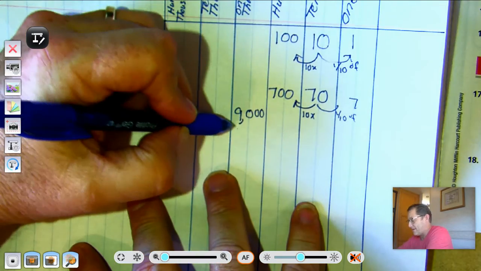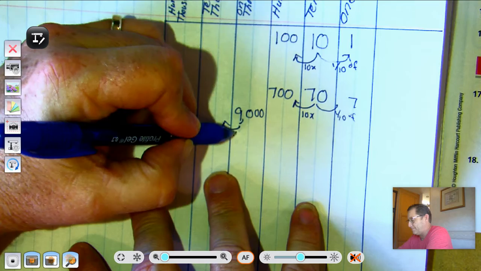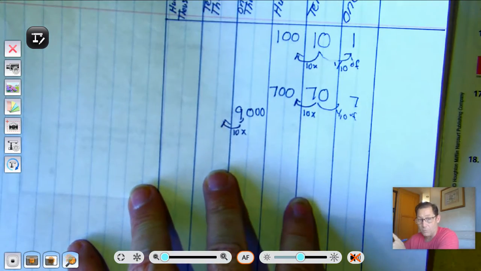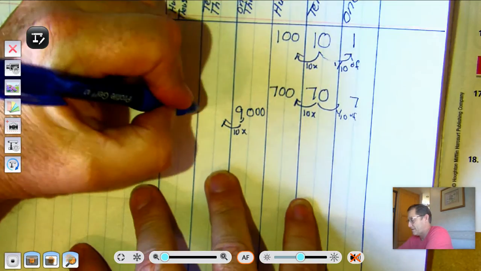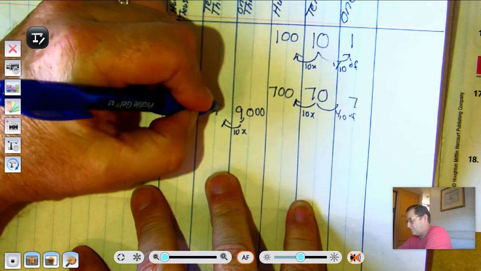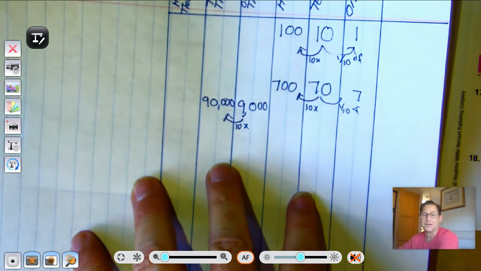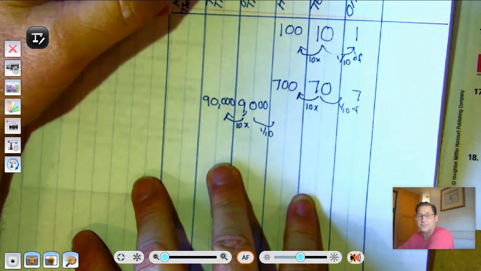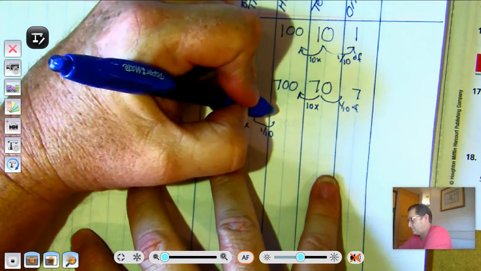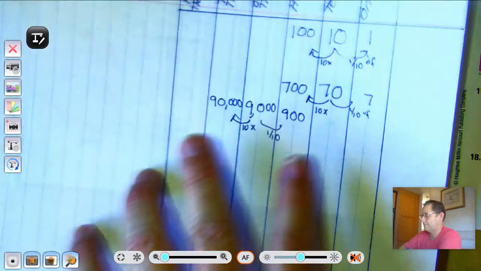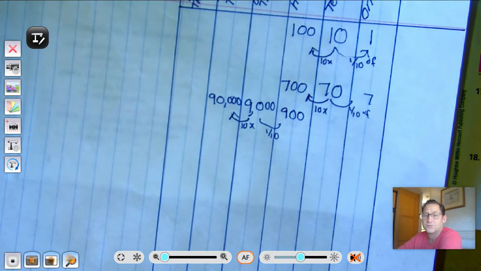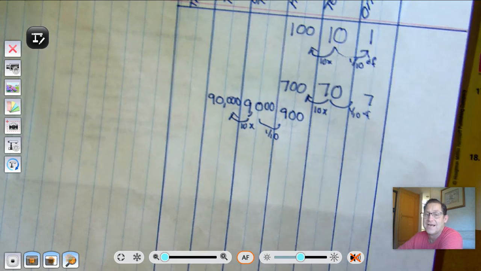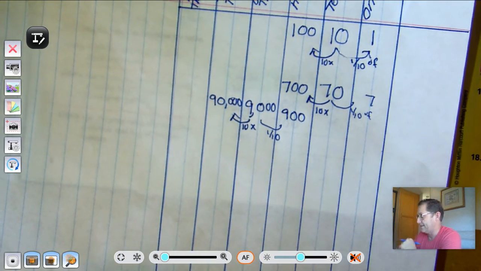9,000, and I'm going to make it 10 times greater. I'm going one place value to the left, so just add a 0. 90,000. If I take 1/10 of 9,000, I'm going to lose a 0. So 1/10 of 9,000 is 900. 10 times 9,000 is 90,000.